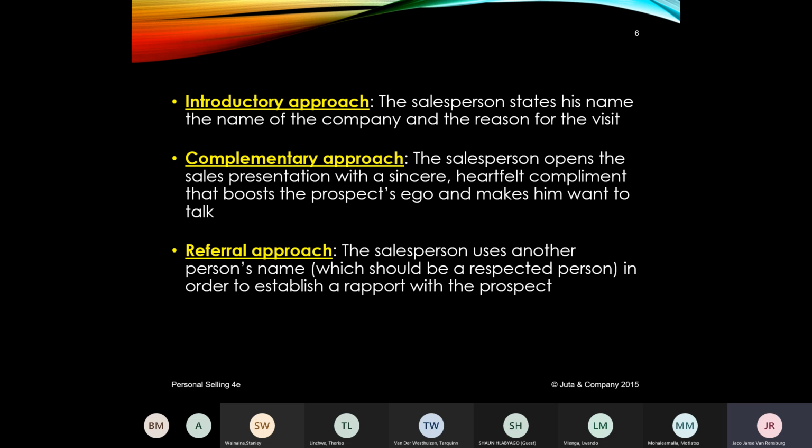The referral approach. This is where you use another person known to the prospect, and who's respected by the prospect, and use that person's name in your introduction. Good morning, my name is Frank. I'm representing such a company. I was referred to you by somebody, and you might know him, and then you drop the name basically.